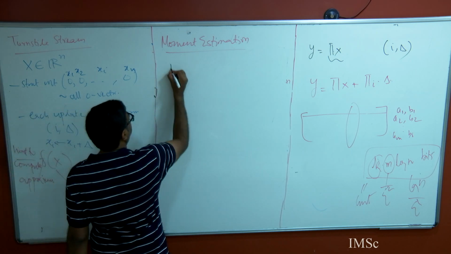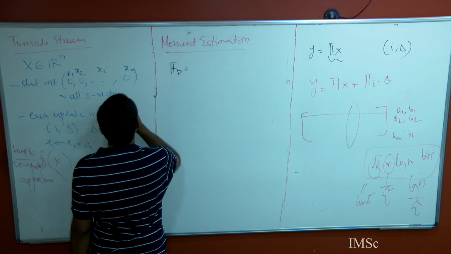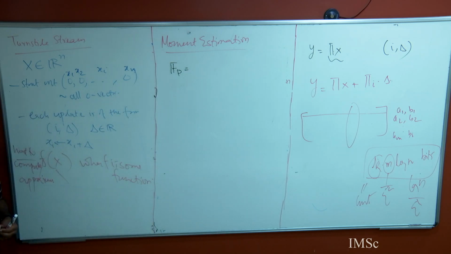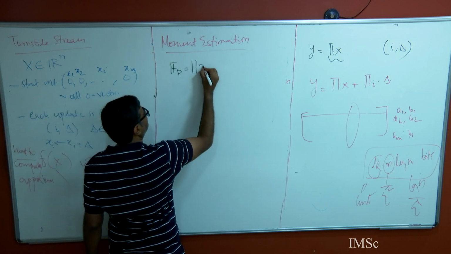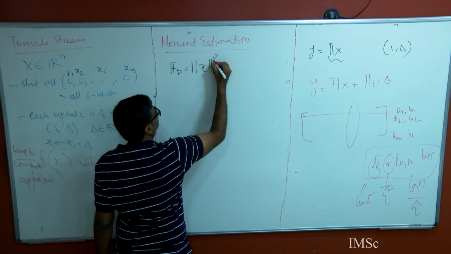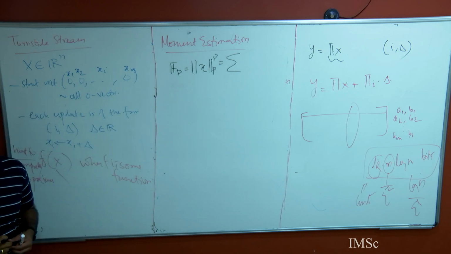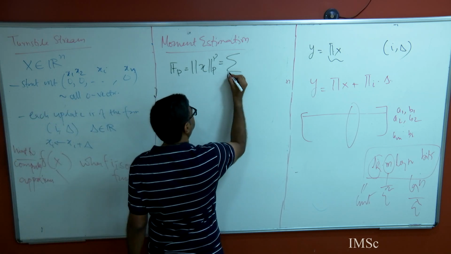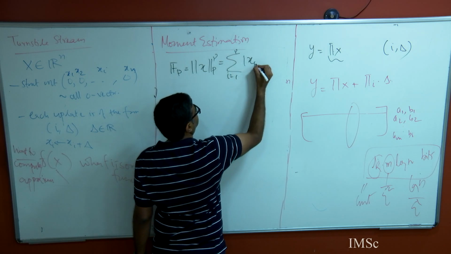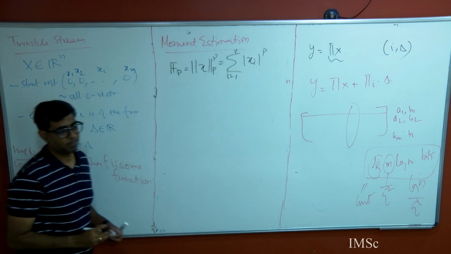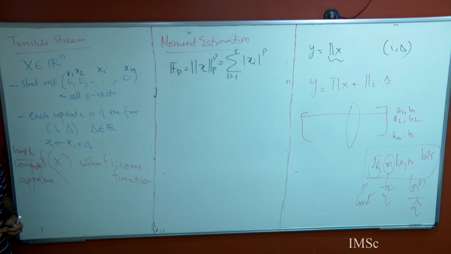So what is F_p? Given x, F_p is basically the pth norm, which is the summation of |x_i| to the power p. This is what we are interested in.